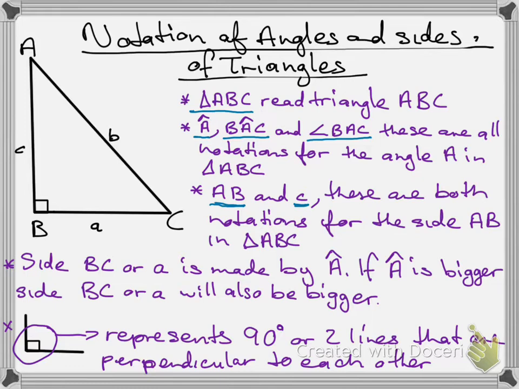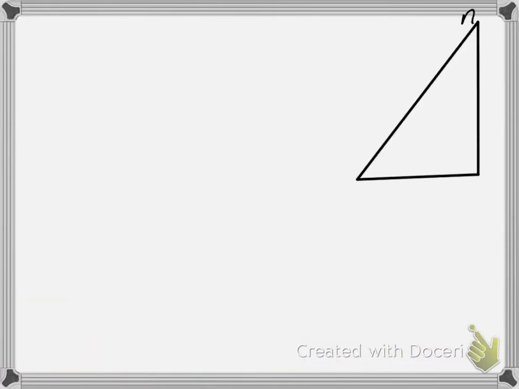And you can also see that the side BC is represented by the small letter a because it's made by the angle A, right? If the angle is big, we expect also the side to grow big. If we increase the angle, the side will correspond. Are we together? If it reduces, the side will also correspond. And also, this is a notation which we use to represent a 90-degree angle. Okay, moving on.